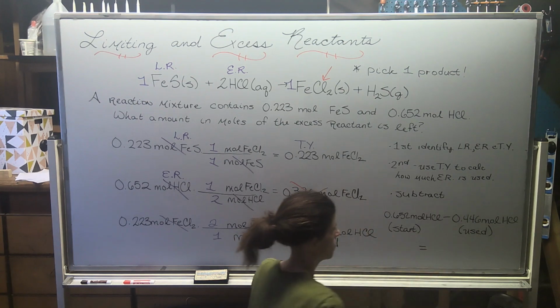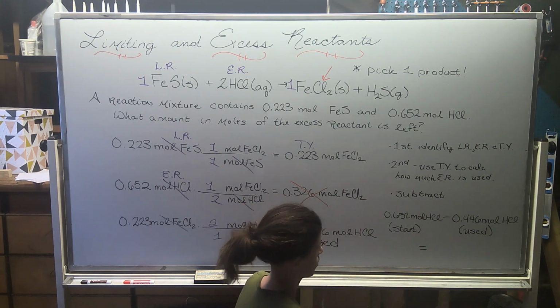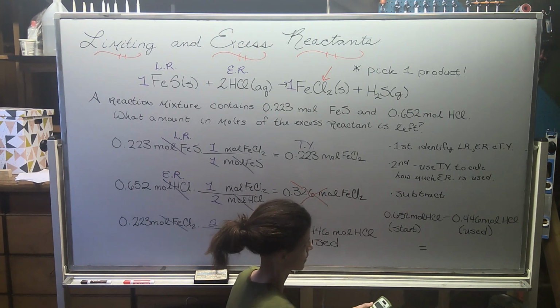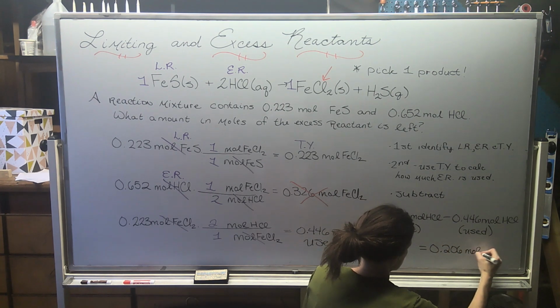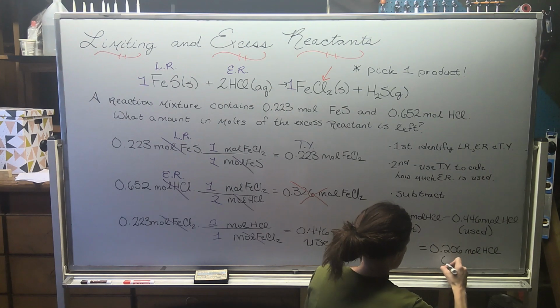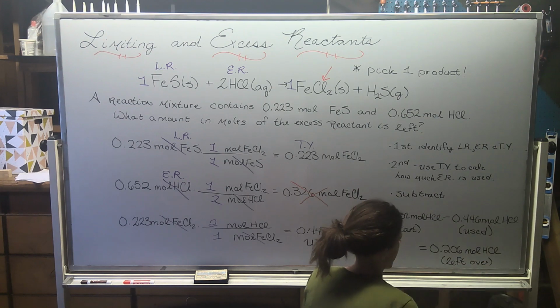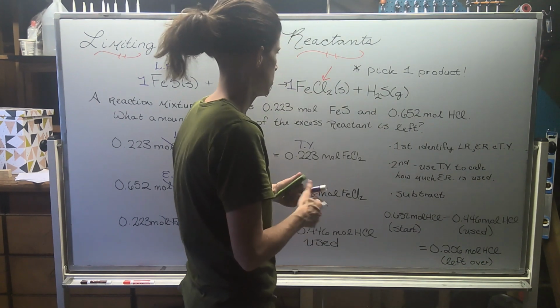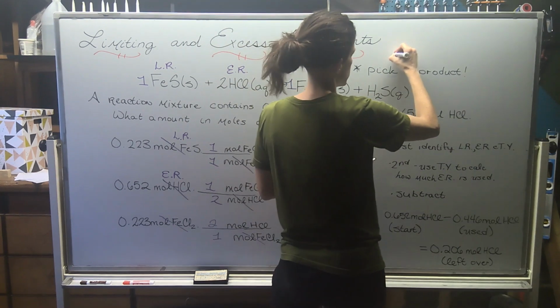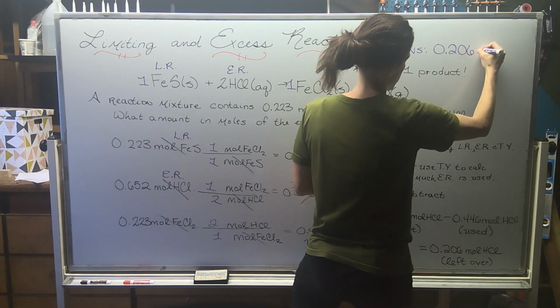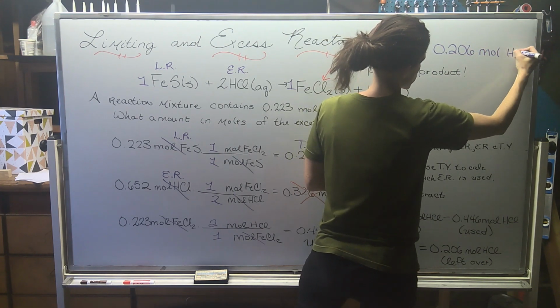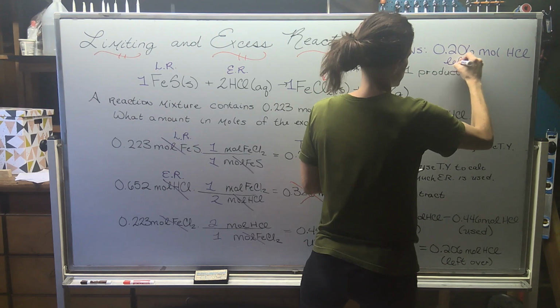And that's going to equal, real quick here, we got 0.652 minus 0.446. That's going to equal 0.206 moles of hydrochloric acid. And that's how much is left over. That's the value that they asked us to solve for. So the answer is 0.206 moles of hydrochloric acid left over.